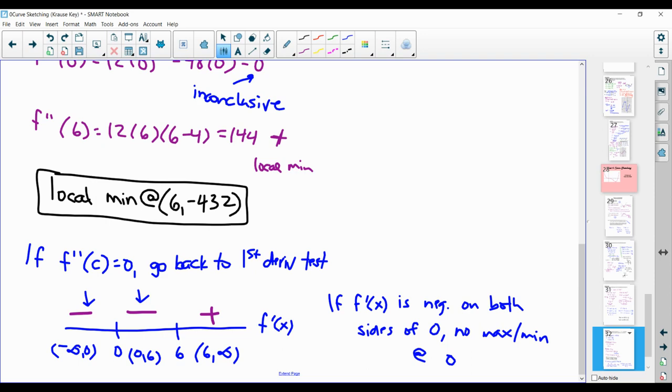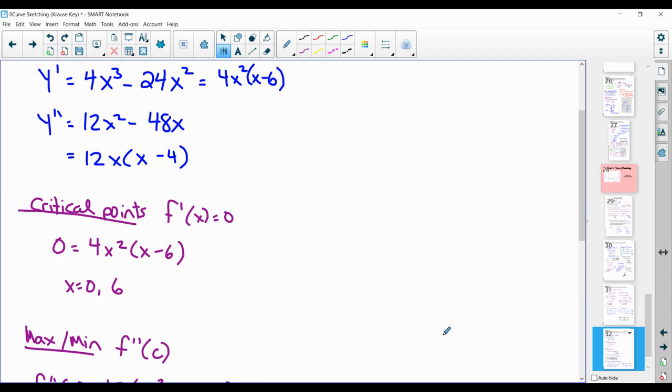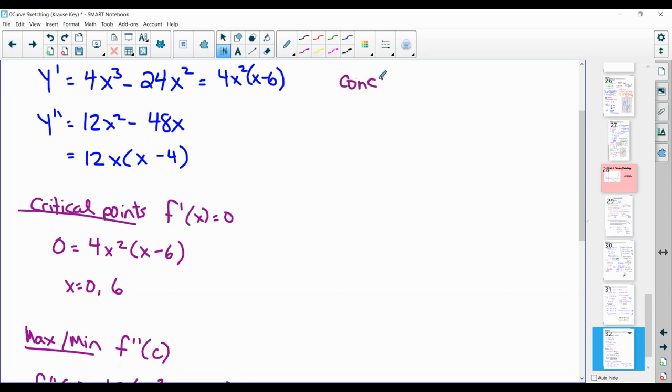All right, so let's go into checking our concavity. For concavity, we're looking at our critical points with regards to the second derivative. Remember, the second derivative in its factored form was 12x times x minus 4. So that means our critical values are happening at 0 and 4.